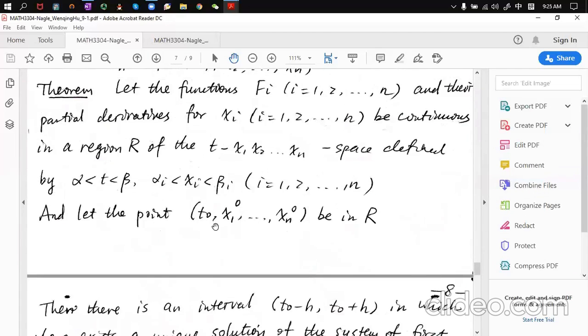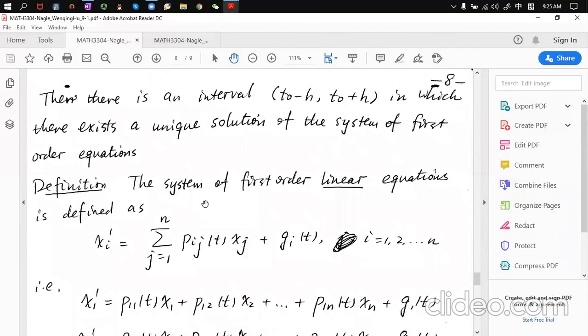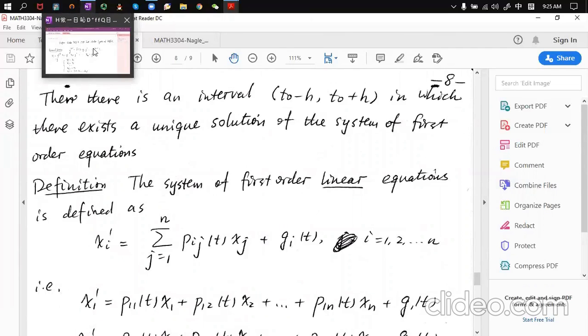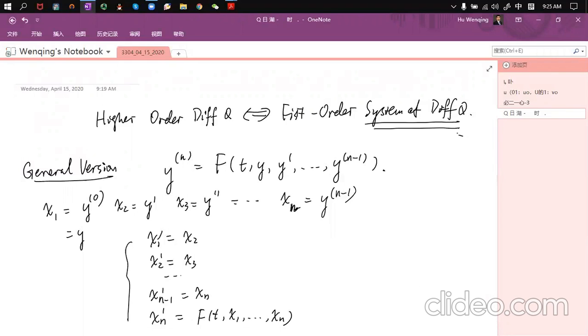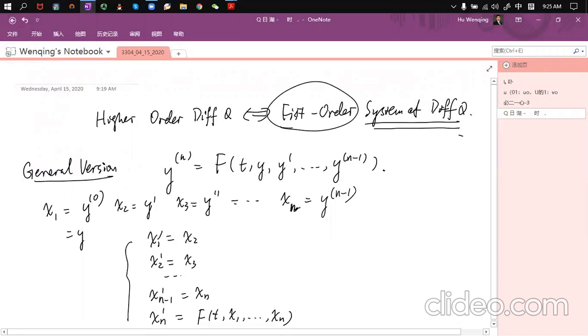Now you can see that once we introduce the system of differential equations, the solution theory for differential equations suffices to solve differential equations which are a first order system. So you don't have to be worried about any high order differential equation. You only have to solve first order systems of differential equations.